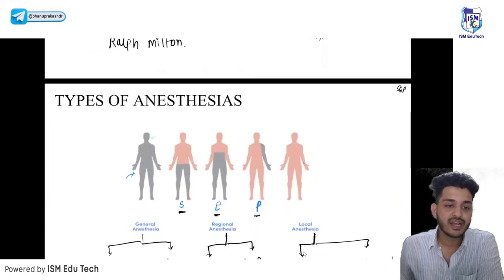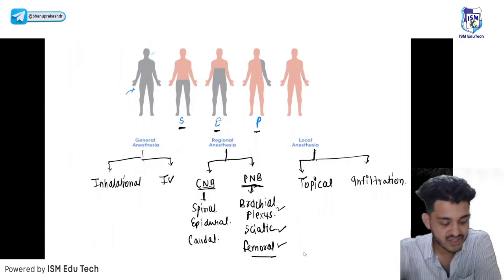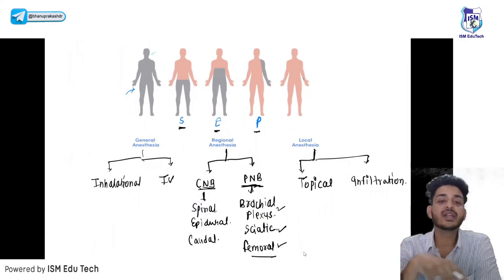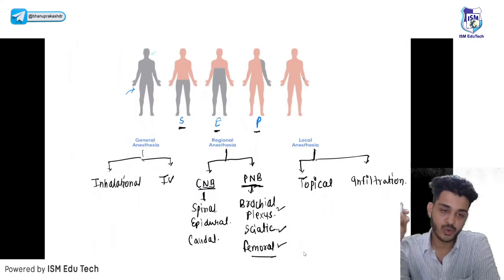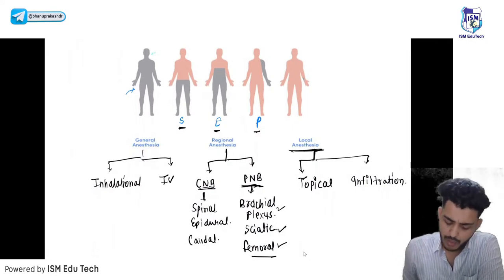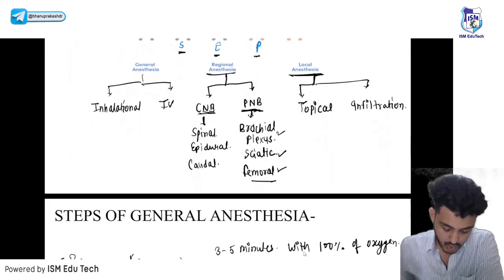Then we have seen about the types of anesthesia. What are the different types of anesthesia that we are having? First one is general. In general, the complete body is in the anesthetic form. Second is regional anesthesia. Third one is local anesthesia. Kab kaun sa use mein lena hai, I will tell you when to use, what to use.